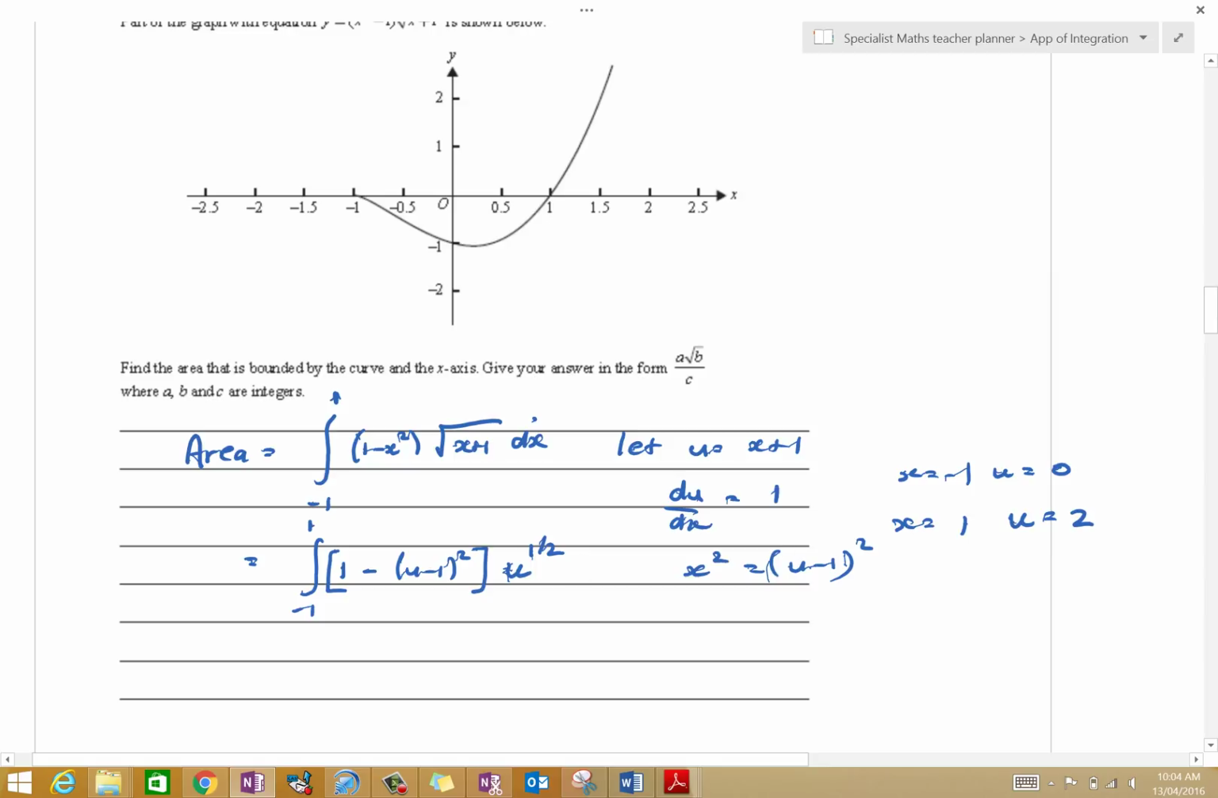Now, du dx is 1. Oh, that's nice. We don't have to do anything with that. Now change the terminals over. So we've got from 0 to 2 of, and let's go apply this now, 1 times u to the power of a half is u to the power of a half. But I've got a negative.